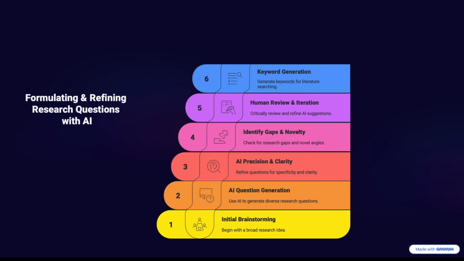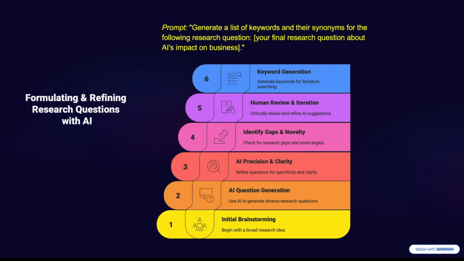And finally, once we are done with the research question and we have formally identified and written our research question, the final step is to generate keywords from the research question, which is very important in terms of literature search and working with the systematic literature review. That is a very important step. So in this step, you need to generate a list of keywords. You can use this prompt: generate a list of keywords and their synonyms for the following research question. Then you input your research question and you will get a few keywords, and then we will try to use these keywords on the Scopus and Web of Science databases.